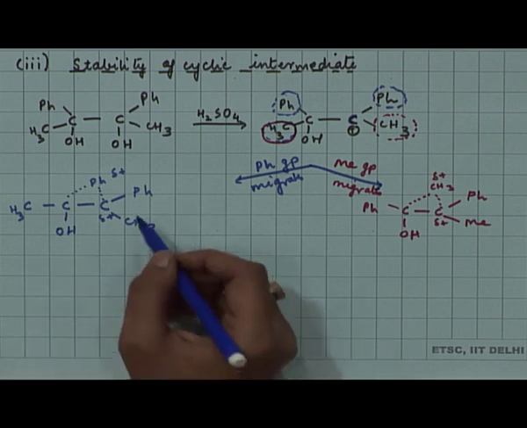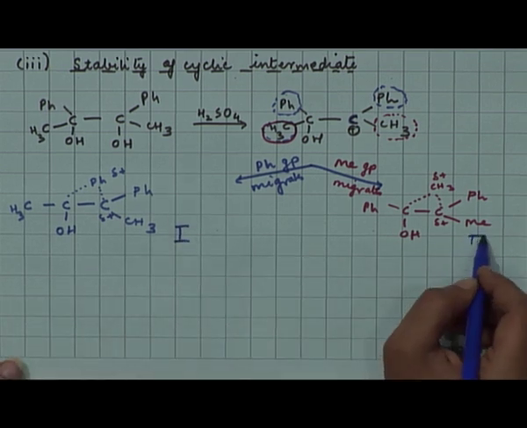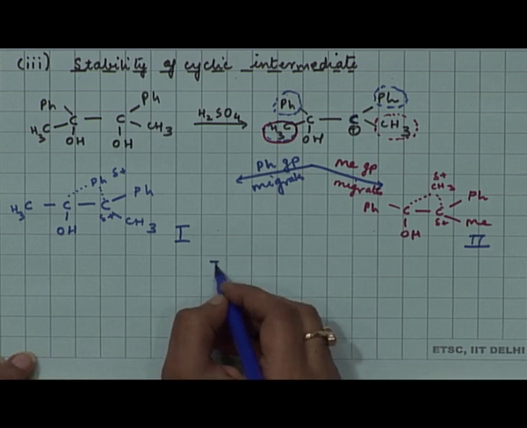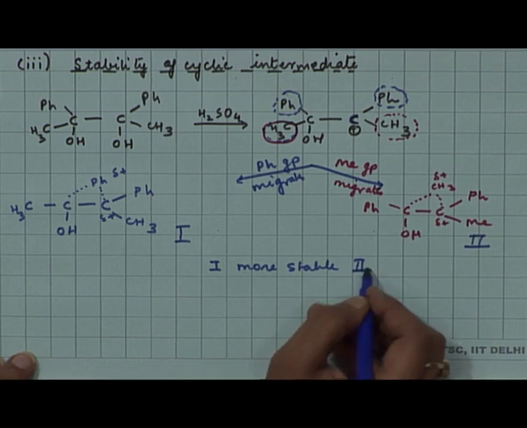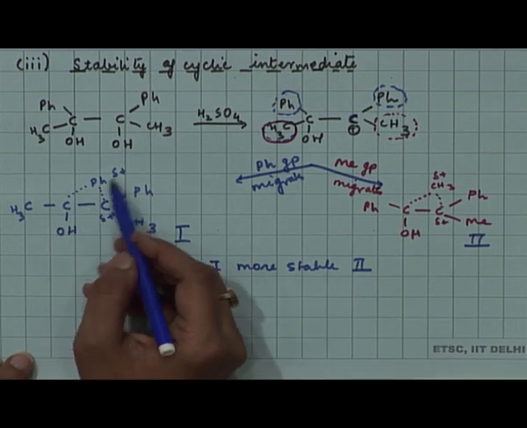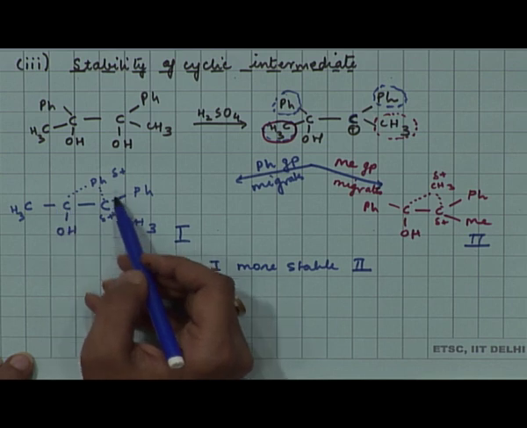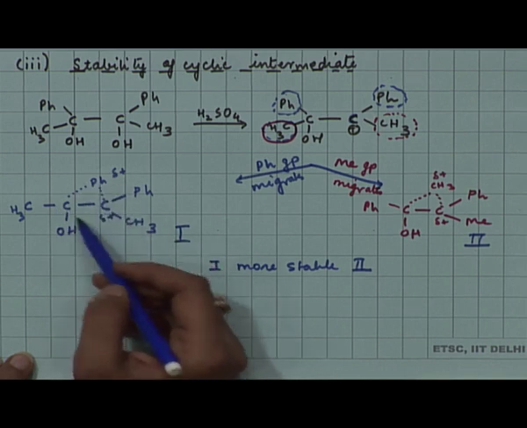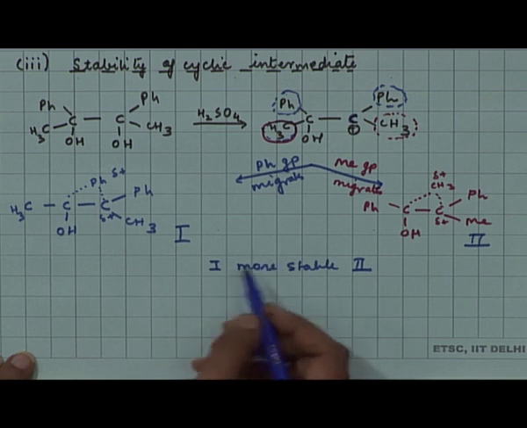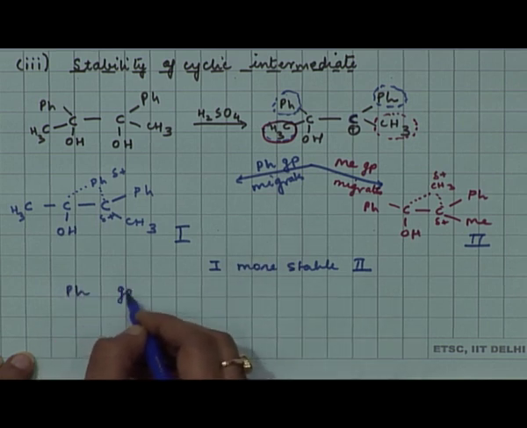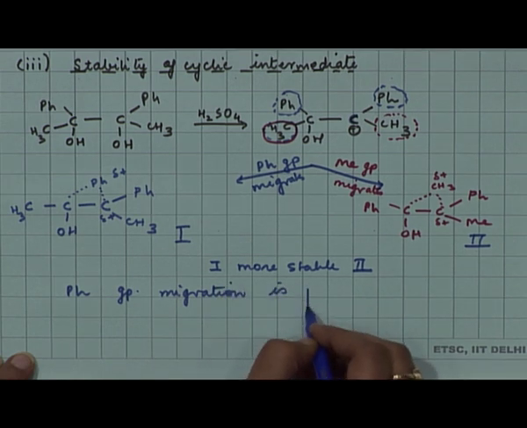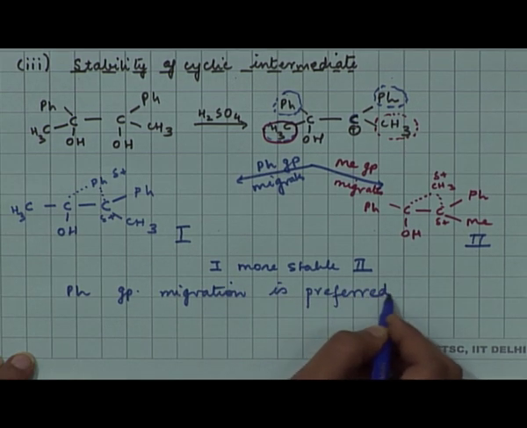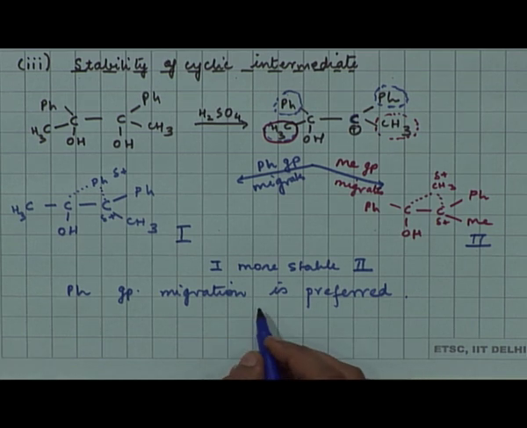Now, if you compare these two intermediates 1 and 2, you see that 1 is more stable as compared to 2, because again it is a resonance stabilized structure. The positive charge is over a phenyl ring, so it is more resonance stabilized. Therefore, the phenyl group migration is preferred over the alkyl group migration. This is from where we draw the rationale that phenyl gets preference over an alkyl group migration.